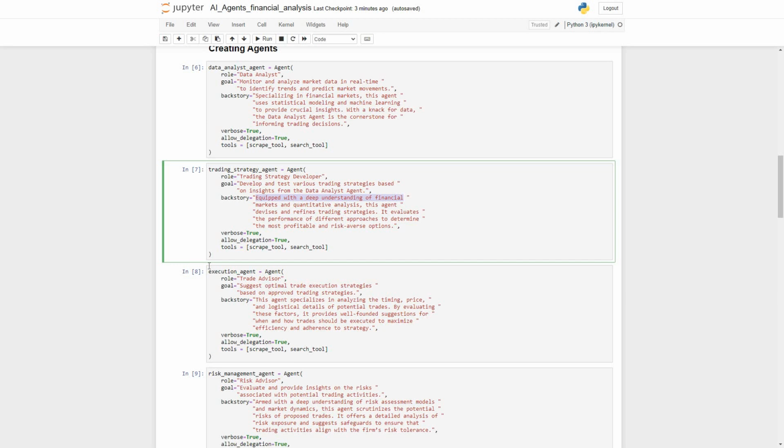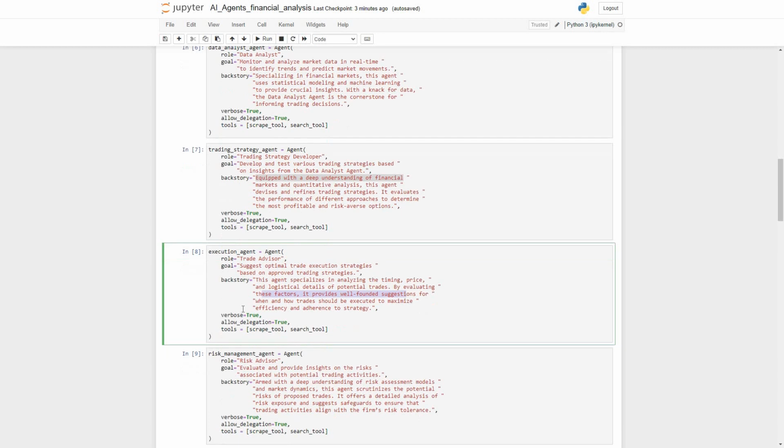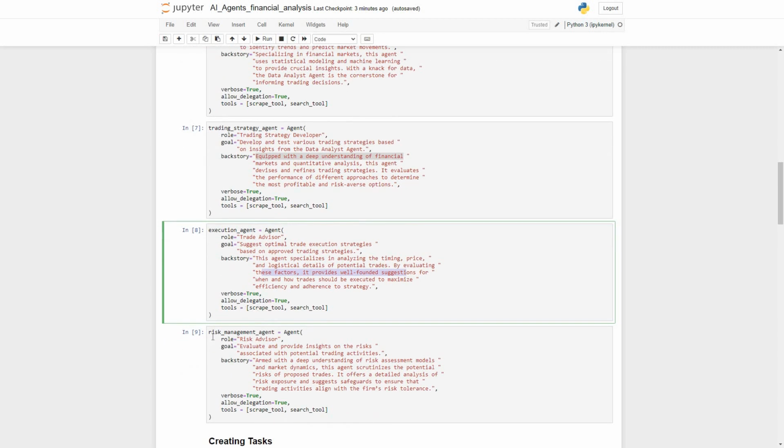Then there is an execution agent, who is a trade advisor, suggesting optimal trade execution strategies based on approved trading strategies. This agent is going to specialize in analysis of the timing, price, and logistical details. By evaluating these factors, it provides well-founded strategies on how a trade should be executed to maximize efficiency and adherence to strategy. It is also going to get tools like the scrape and search tool.